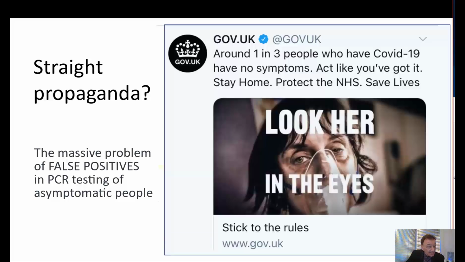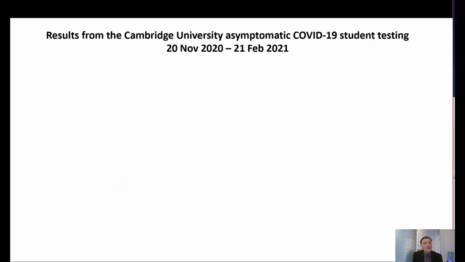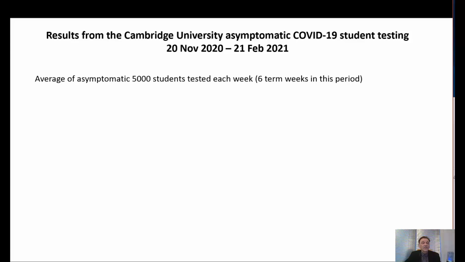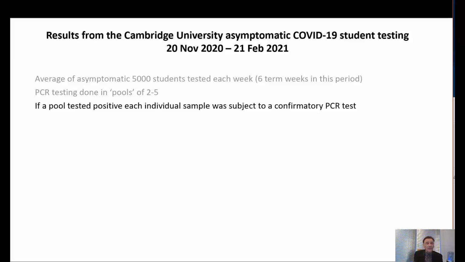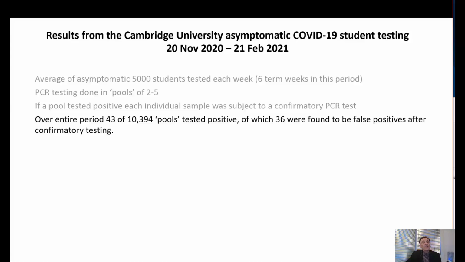In investigating this claim, we found out very important information about the true extent and impact of false positives when testing asymptomatic people. And we got this from a study of asymptomatic students that took place at Cambridge University. During this period, an average of 5,000 asymptomatic students were tested each week, and there were 6 term weeks in the period. For efficiency, they were tested in pools, so samples from typically 2 to 5 students were tested in pools. And this was very careful testing. Now, if a pool tested positive, then each individual sample was subject to a confirmatory PCR test. It turned out that over the entire period, 43 out of over 10,000 pools tested positive, so a very small number of asymptomatics tested positive.